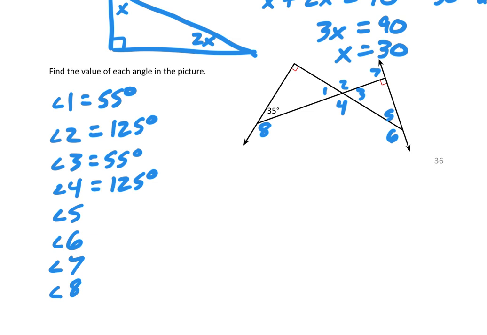Angle 7 should be a piece of cake, right? If this is 90, what's the one right next to it have to be? 90. Okay. Angle 8 should be a piece of cake, because if this is 35, how am I going to find angle 8? These two are what? Supplementary, right? They make a line. So 180 minus 35? 145.